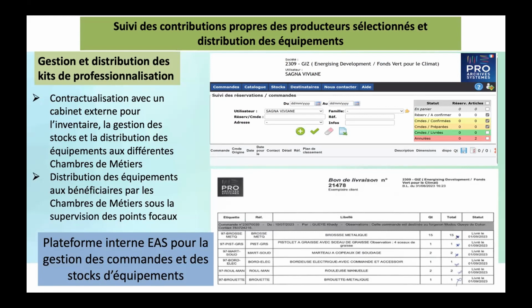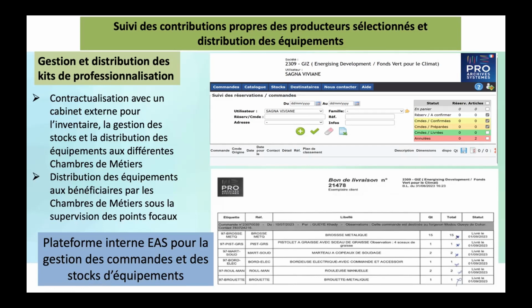we signed a contract with a cabinet which will be in charge of the distribution of the equipment, and we intervene in different regions. We have producers almost everywhere in Senegal, and this requires professional work with external contractors who have the means today, based on information that we give them. They have the means to compose and distribute the equipment to the beneficiaries, under the supervision of focal points.